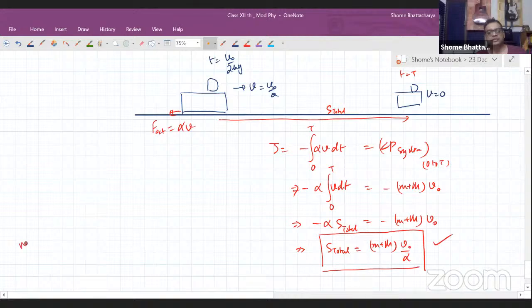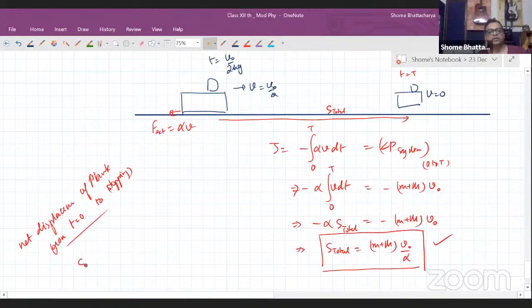So now the net displacement of the plank from t equal to 0, okay, to stopping point till it stops, that will become again the displacement initially, which we had calculated, which was v naught square by 8 mu g plus this term.